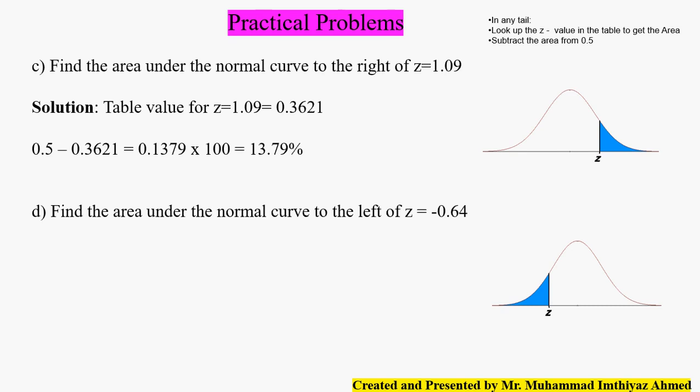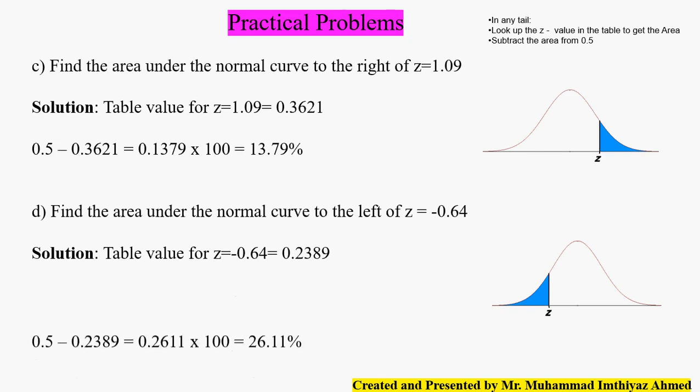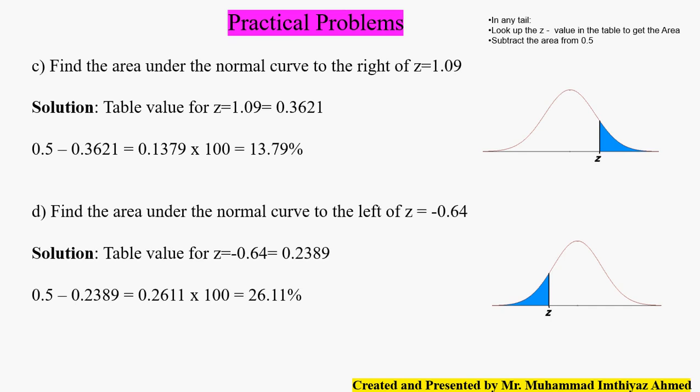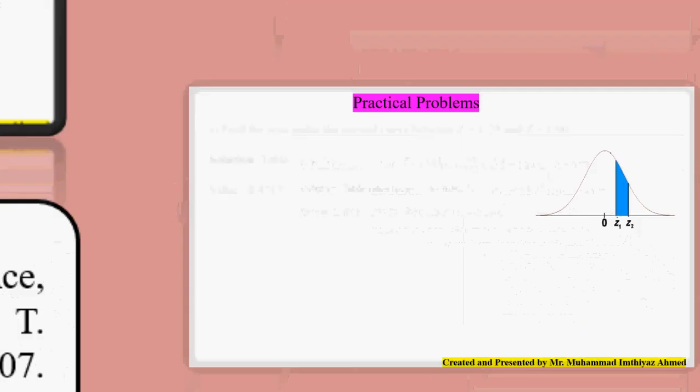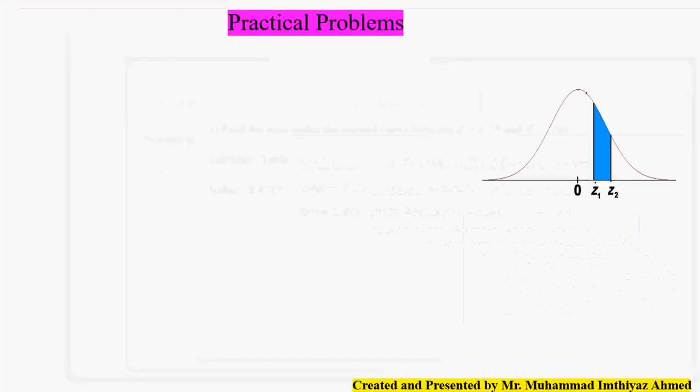Now problem number 4. Find the area under the normal curve to the left of z equal to 0.64. As I told you before, either it is right or left, we have to reduce from 0.5 the table values of z. So the table value for z equal to minus 0.64 will be 0.2389. So when we reduce from 0.5, it will be 0.2611 multiplied by 100 will be 26.11%. So I hope problem 3 and 4, C and D is clear.